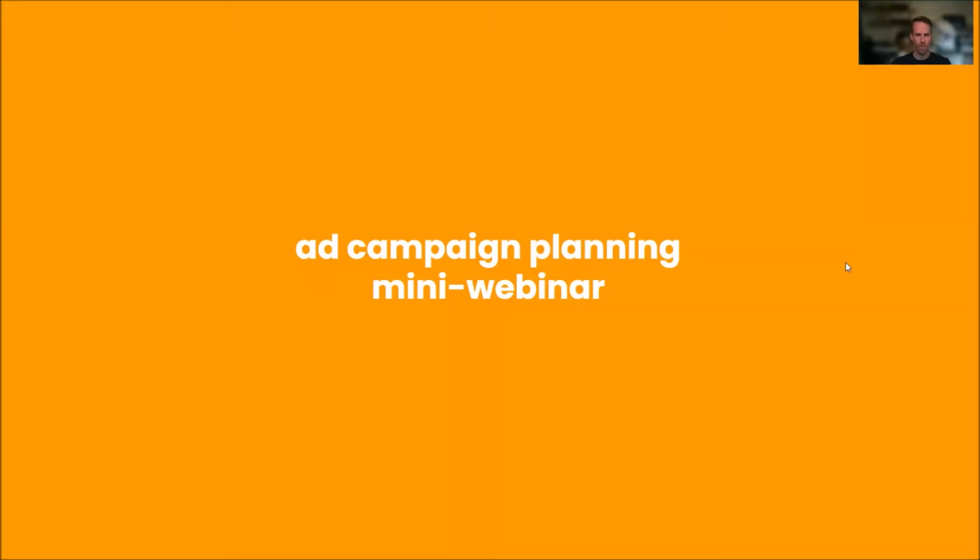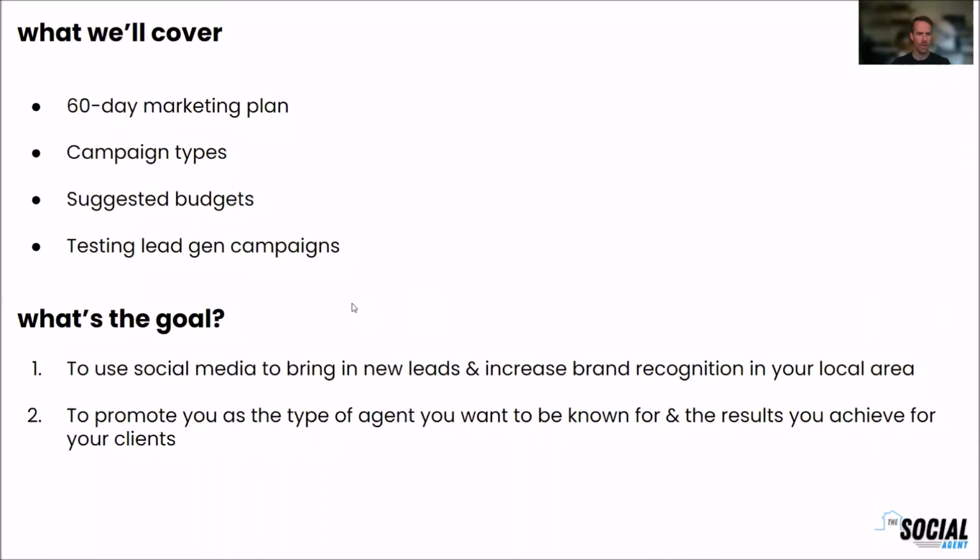I just have one extra slide here. So what we're going to cover is a 60-day marketing plan, a sample one that I've put together with various campaign types, but they're typically what we use with our clients. I'm going to go over some suggested budgets because sometimes people seem to have this mistaken idea that you have to spend a heap of money on social media ads, and it's simply not the case. And I want to touch on a little bit about testing lead gen campaigns as well.